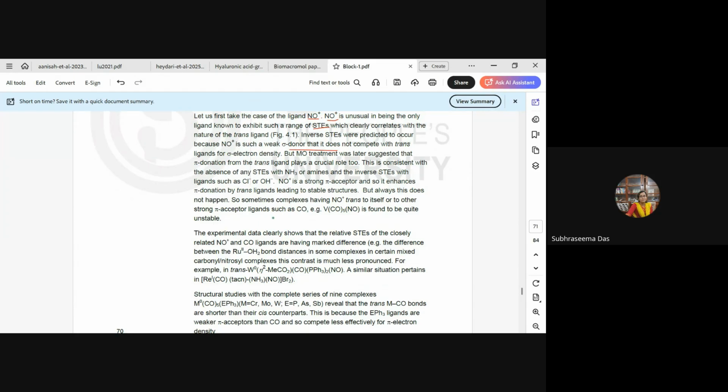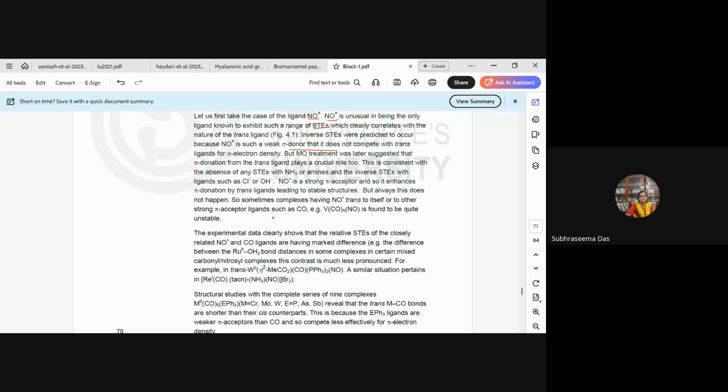We know NO plus is a weak sigma donor and it does not compete with the trans ligands for sigma electron density. But from molecular orbital theory, it was later suggested that the pi donation from the trans ligand is also important. So this is also consistent with the absence of any STE with ammonia or amine, and the inverse STE with ligands such as chloride or hydroxide ions.